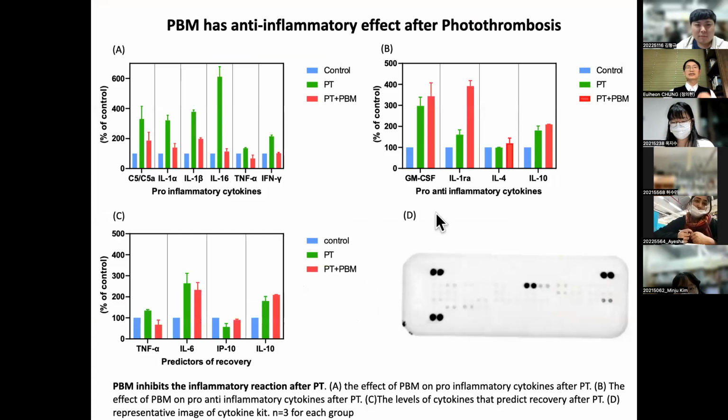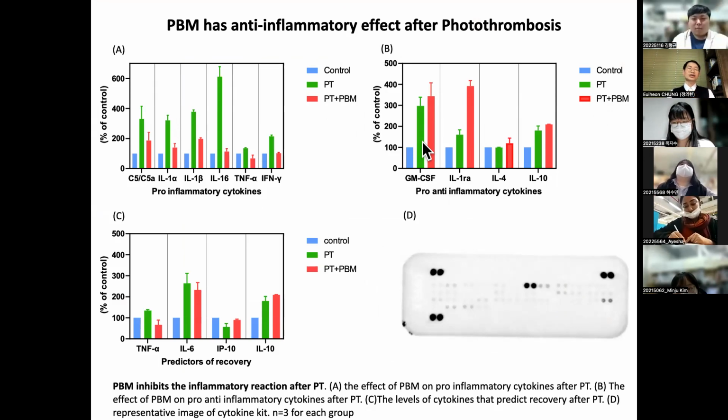So another aspect is we took out the tissue and compared it with a cytokine assay. By this cytokine assay, we actually find that pro-inflammatory cytokines are increased in PT, but with PBM, they drop down, while anti-inflammatory cytokines are somehow increased in PBM therapy. So this gives one hint for us.